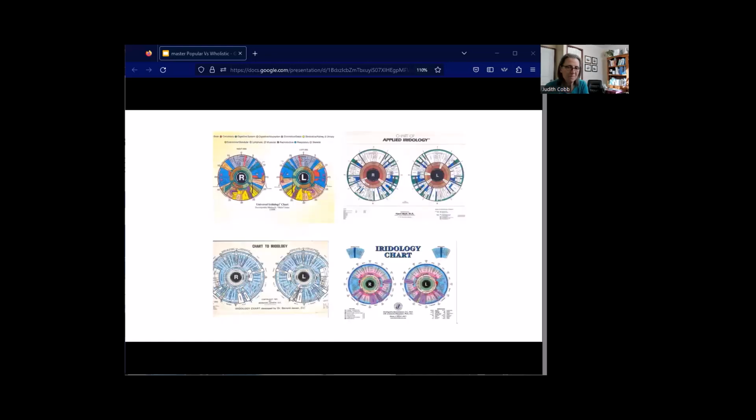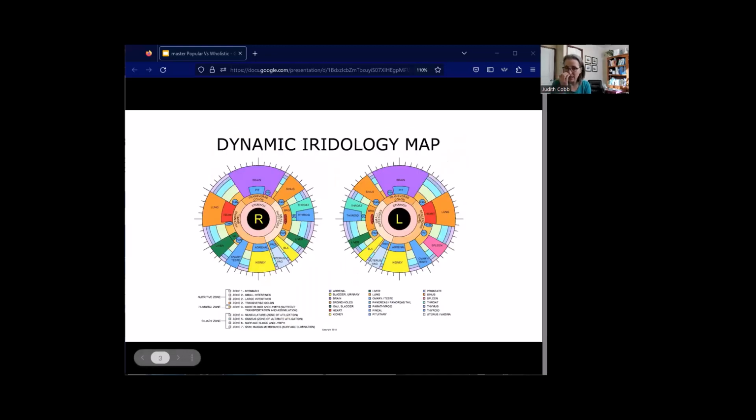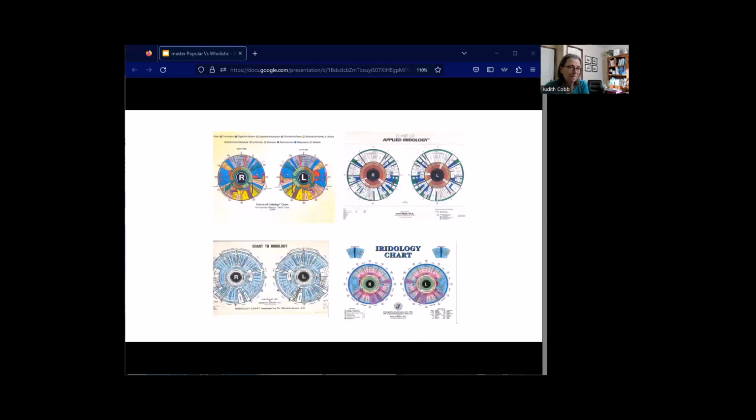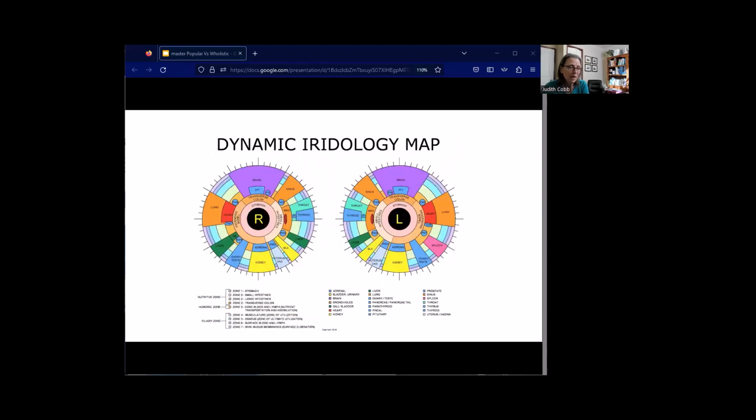So we've got maps that are very subdivided, that are very much more along a medical model. And we've got a constitutional map. Just waiting for some answers to come in.